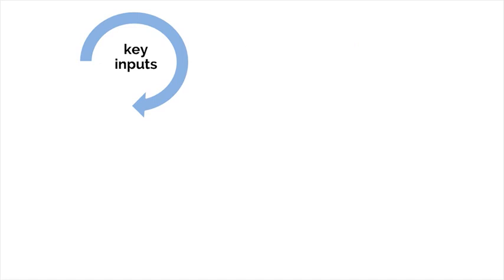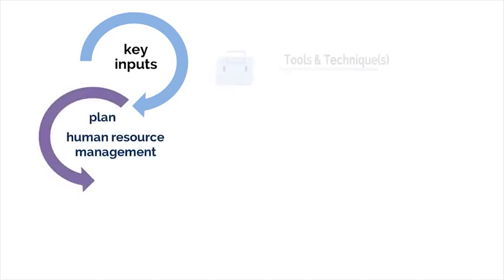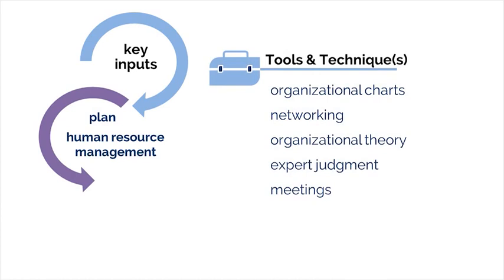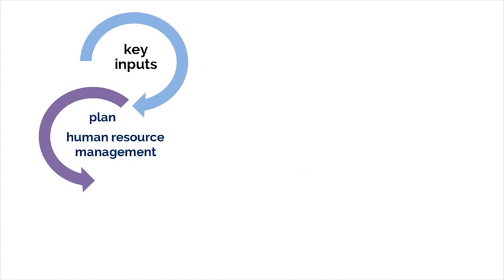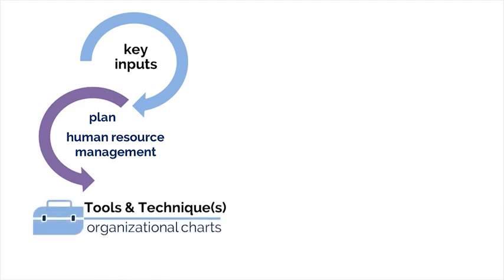The tools and techniques for the Plan Human Resource Management process are listed here: organization charts and position descriptions, networking, organizational theory, expert judgment, and meetings. I'd like us to look a little bit deeper into these first two. During the Plan Human Resource Management process, we can use organization charts and position descriptions to document team members' roles, responsibilities, and reporting relationships.